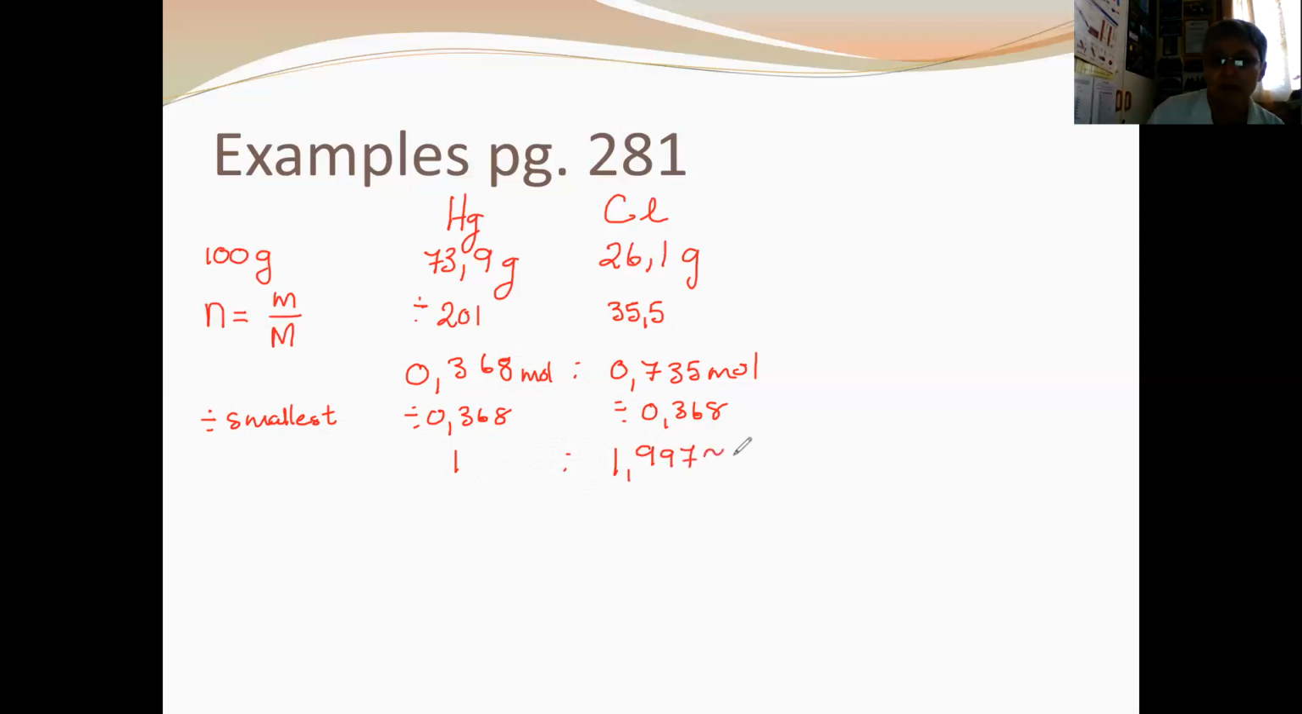1.997 is very close to 2, so we can round it up to the number 2. So the ratio is 1 atom mercury to 2 atoms chlorine. Therefore, the empirical formula is HgCl2.